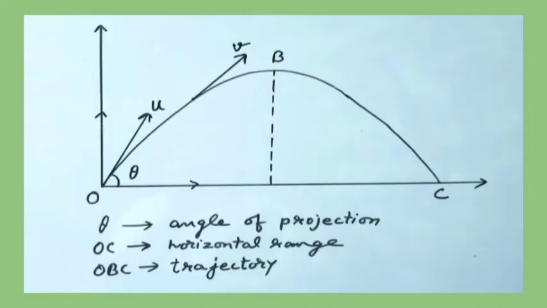Now consider the parameters of projectile motion. These are time of flight, capital T, maximum height attained, h max, and horizontal range, R. Time of flight is the time for which the projectile remains in air, that is, the time for reaching point C from the origin, as seen in the diagram.